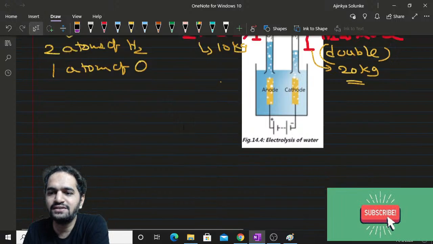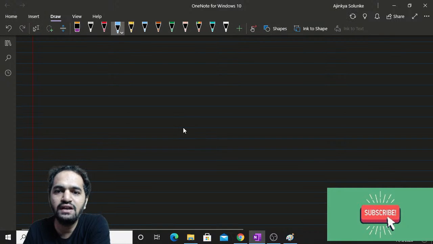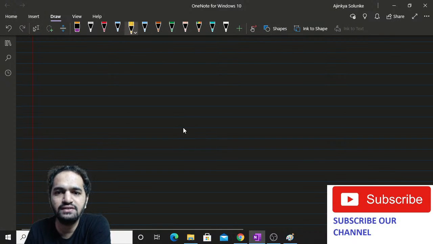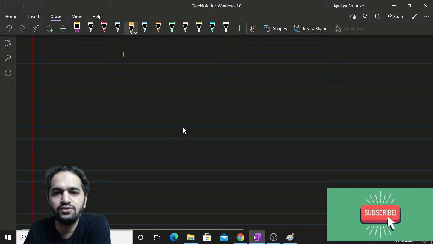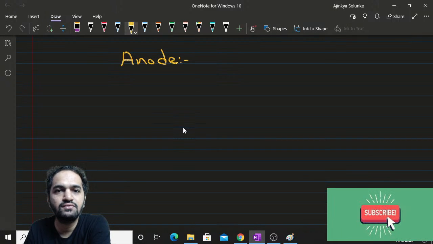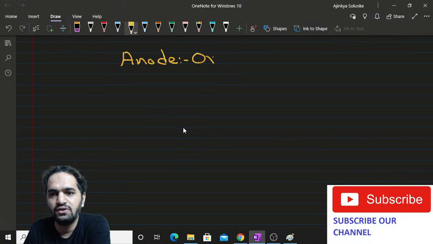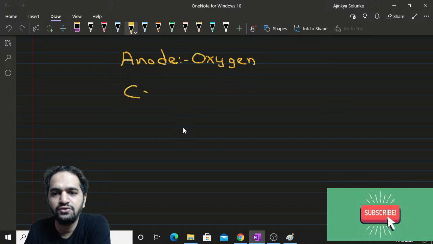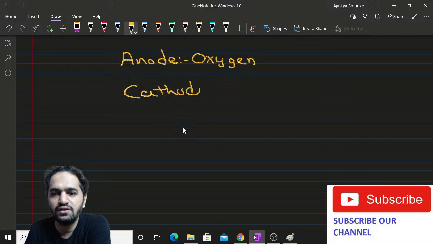Okay, so now let us revise. Electrolysis of water, let us revise it. Who is going to deposit at the anode? Just give me the answer for this. Oxygen. Oxygen is going to deposit at the anode. And what about the cathode? Who is going to deposit on the cathode? Hydrogen. Hydrogen is going to be deposited on the cathode.